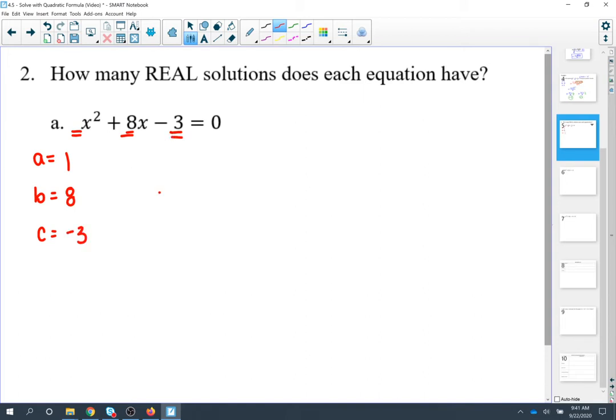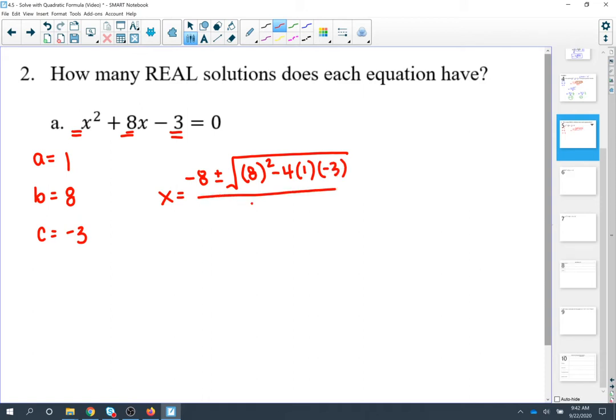I'm going to use my quadratic formula. X equals the opposite of B plus or minus the square root of B in parentheses squared minus 4 times A times C, all over 2 times A. So we have x equals negative 8 plus or minus the square root of 8 in parentheses squared minus 4 times 1 times negative 3 all over 2 times 1.